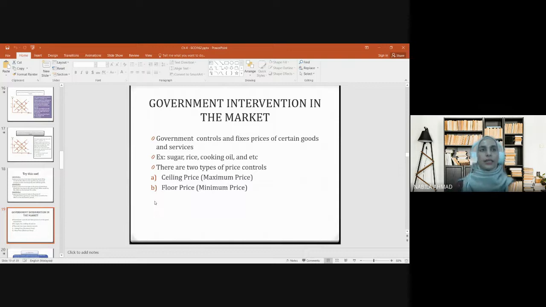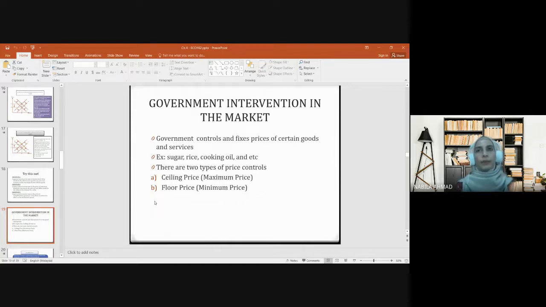Tetapi sometimes price might be too low atau price might be too high. Terlalu tinggi atau terlalu rendah. So bila harga ini tidak begitu tetap, jadi government akan intervene, akan masuk campur dan fix the price, control the price. Okay? So government intervention ni ada dua jenis, iaitu price control atau non-price control. So hari ni kita akan tengok hanya kepada price control sahaja.